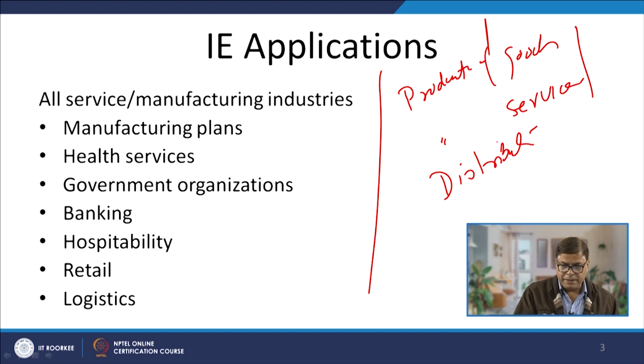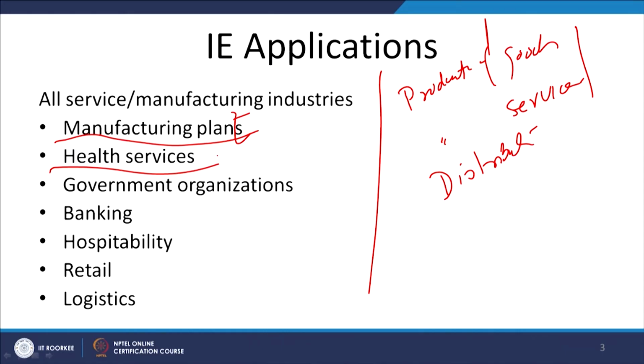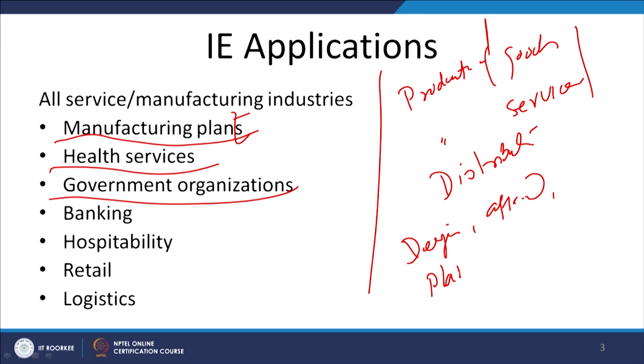So, it can help in developing suitable manufacturing plants. It can be used in optimization of the way by which health services should be designed and offered. In government organizations also, industrial engineering can be used to see how the different activities should be planned so that they can be executed, and the projects can be completed well in time using techniques like CPM and PERT.